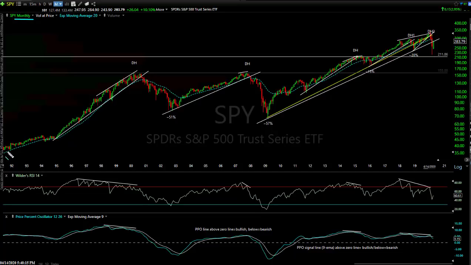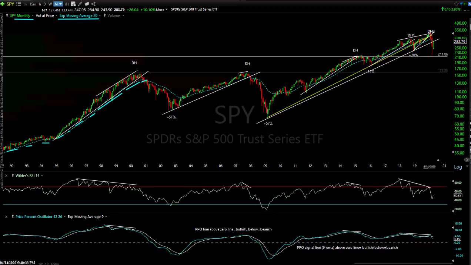The two things that stand out on this particular chart are the 20-month exponential moving average, which does a great job of defining bull and bear trends. This is the dashed blue line I'm highlighting here. When you're above it, you're in a bull market, and when you're below it, you're in a bear market. Simple as that.